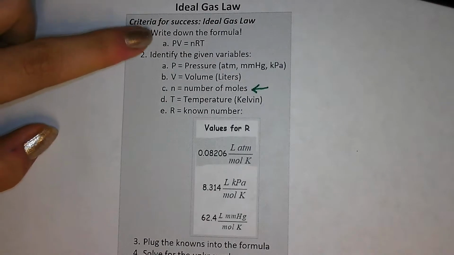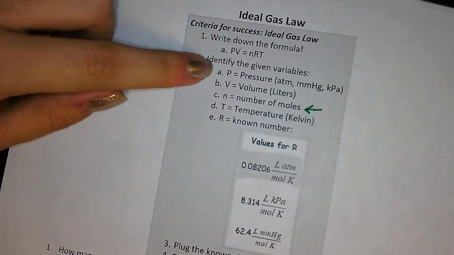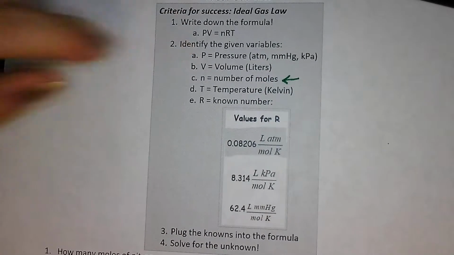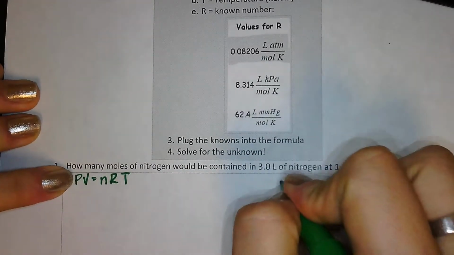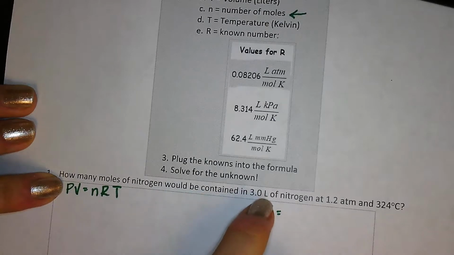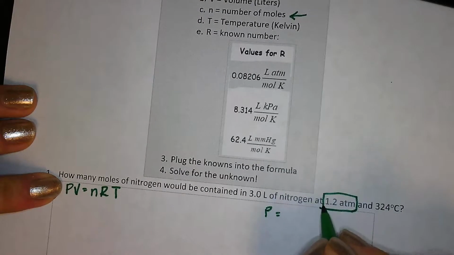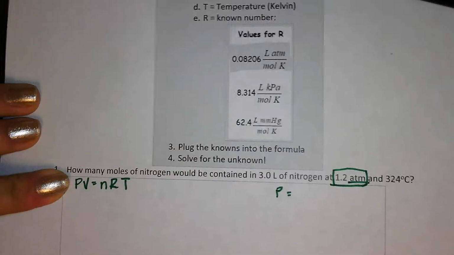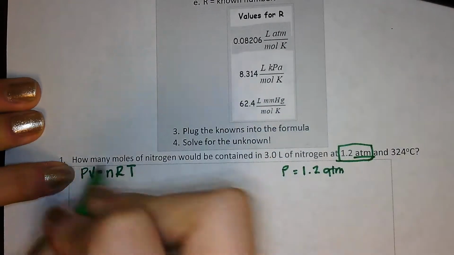So first step is to write down the formula. PV is equal to nRT. All right, now I have to identify the variables that they did give me in the problem. So let me go look for pressure. So pressure is equal to what? How many moles of nitrogen will be contained in 3 liters of nitrogen at 1.2 atm? This right here is my pressure because atmosphere is a pressure unit. So 1.2 atm.